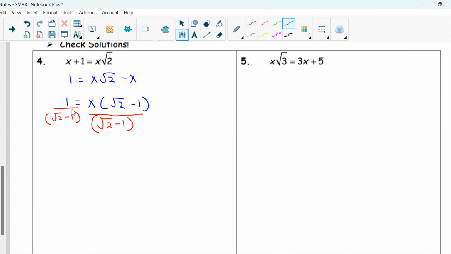Okay, simplifying on my left side here, I'm just going to have a fraction. So I've got 1 over square root of 2 minus 1. On this side, this is all going to cancel out, leaving me with just x.